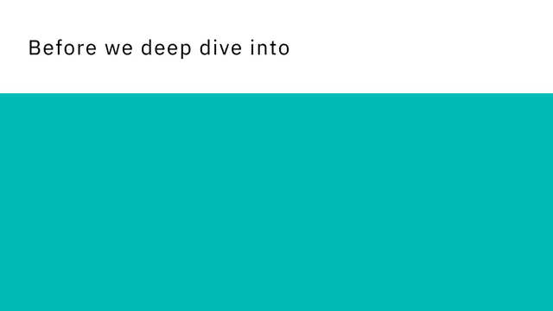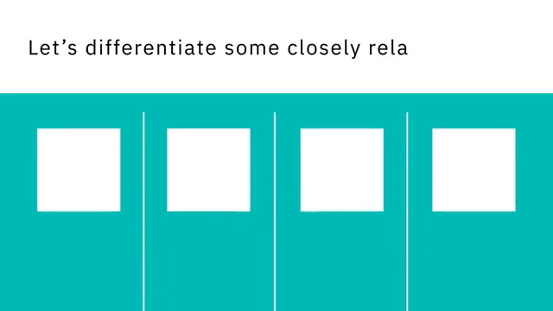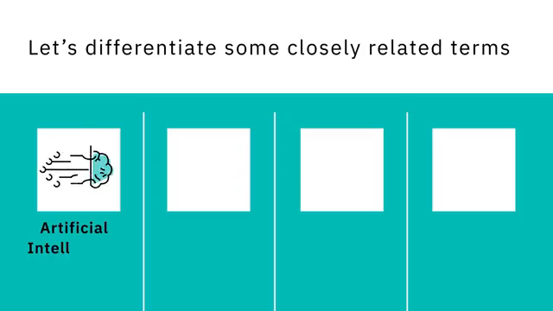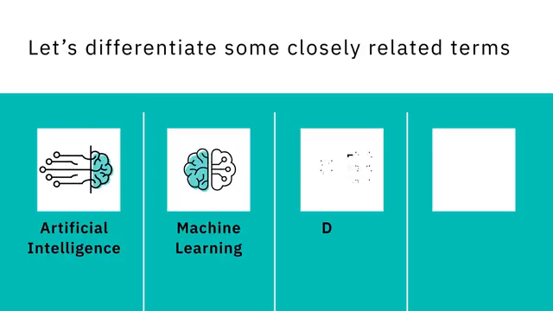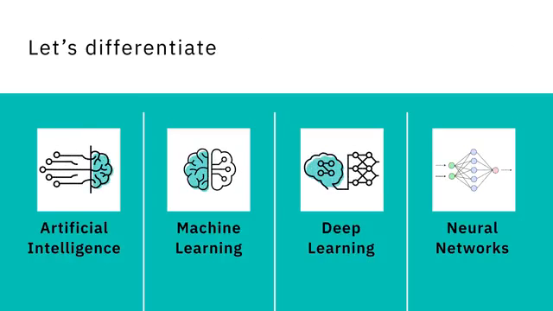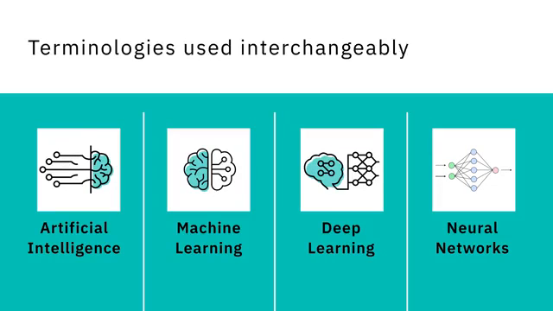Before we deep dive into how AI works and its various use cases and applications, let's differentiate some of the closely related terms and concepts of AI: artificial intelligence, machine learning, deep learning, and neural networks. These terms are sometimes used interchangeably, but they do not refer to the same thing.